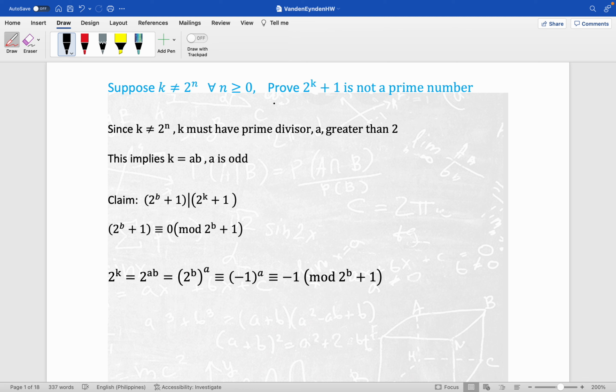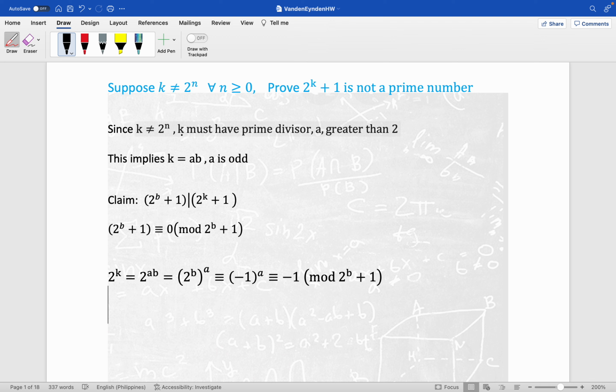Here's a number theory result that's kind of neat. It says that if the exponent k is never a power of 2, then 2 raised to that exponent plus 1 is not a prime number. It's a fairly quick little proof. If k is not a power of 2, k must have an odd prime divisor, and that makes sense.